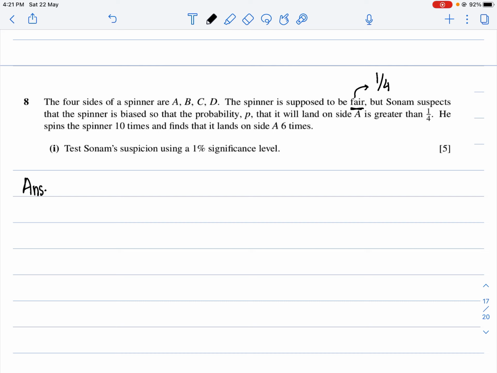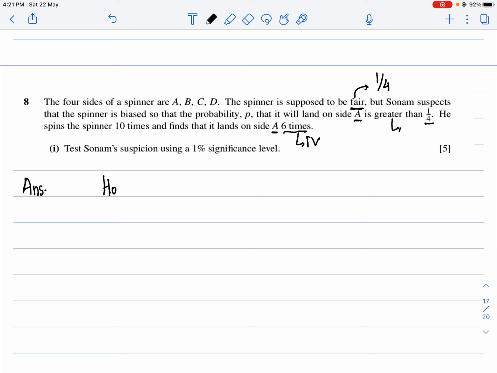But Sonam suspects that the spinner is biased, so that the probability P that it will land on A is greater than 1 upon 4. So this is basically my rival claim. He spins the spinner 10 times and finds that it lands on A 6 times. So this is basically my test value. Test Sonam's suspicion using a 1% significance level.